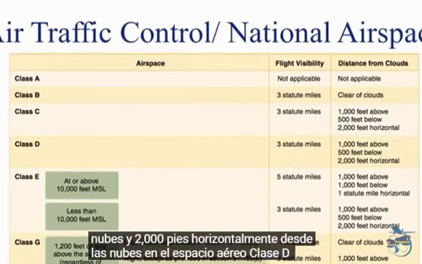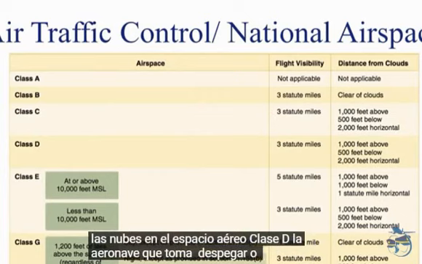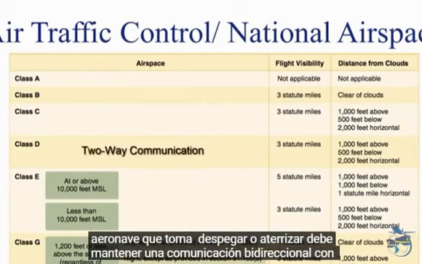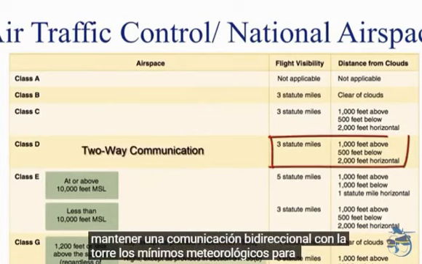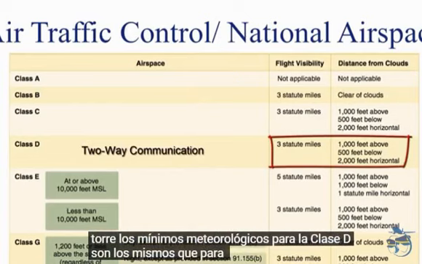In Class D airspace, the aircraft taking off or landing must maintain two-way communication with the tower. The weather minimums for Class D are the same as Class C.